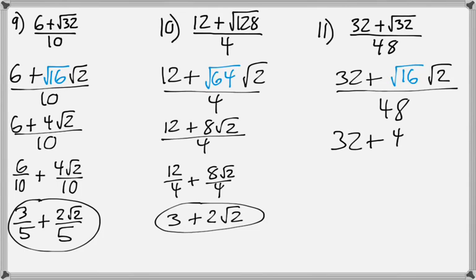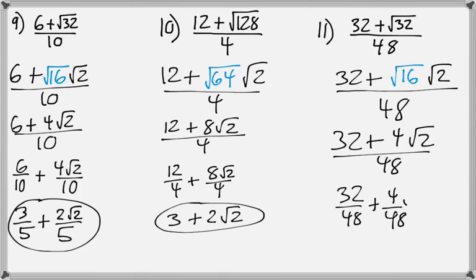And the square root of 16 is 4. And then I want to split that up. And then I want to reduce. So that's going to be 2/3 plus 1 times square root of 2 over 12. And then actually, you don't need to write that 1. So this is actually 2 over 3 plus square root of 2 over 12.